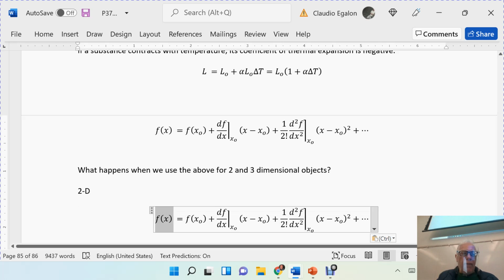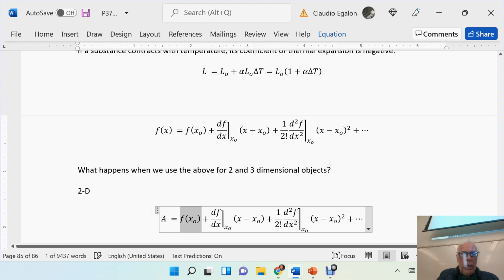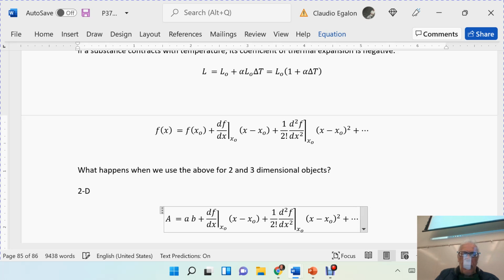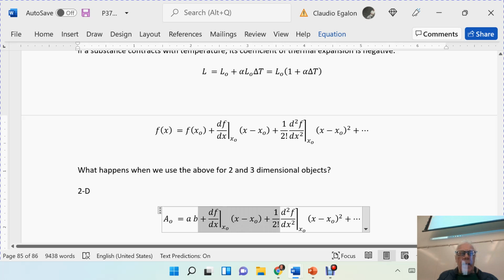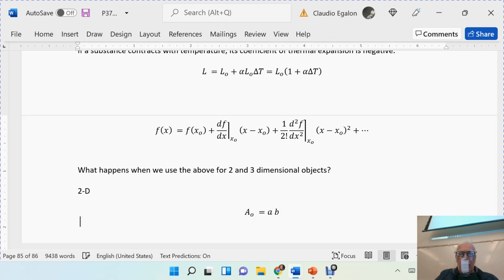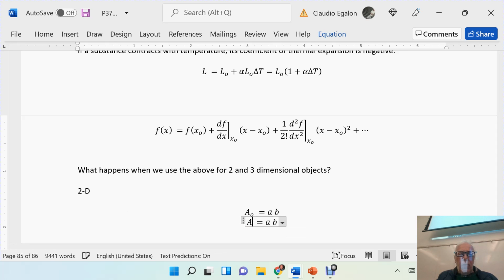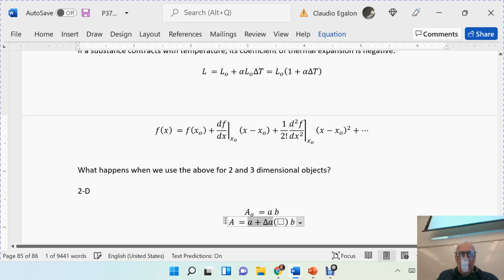We have an area. Area is going to be A times B. Let's say A naught, the initial area at temperature T naught, is going to be A times B. Then we apply a temperature. You go to a higher temperature, and we're going to have a new value for the area. If the temperature change is small enough, the new area is going to be A plus delta A times B plus delta B. One side is going to increase by delta A, the other side is also going to increase, by delta B. Can you picture that?